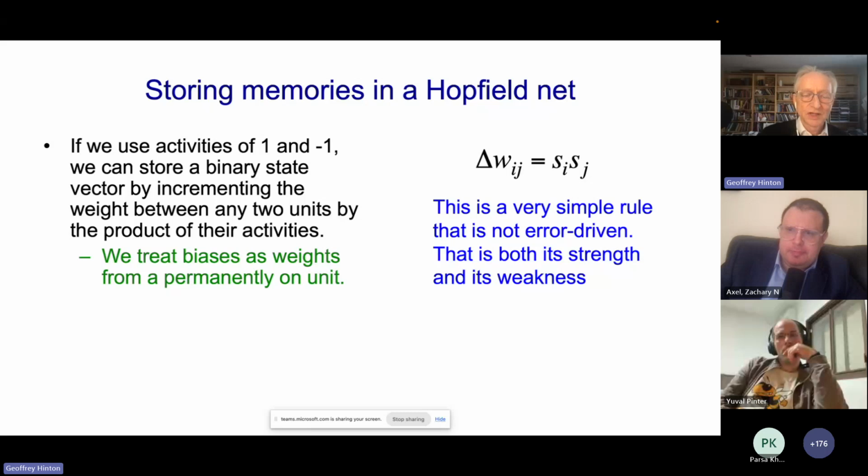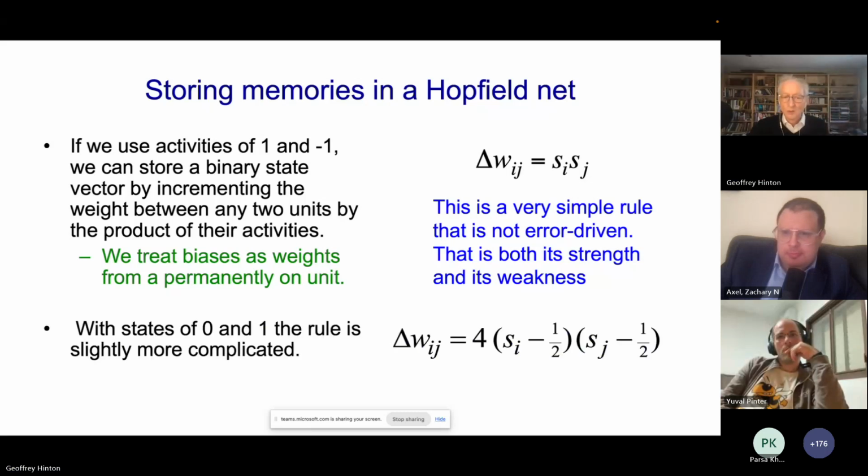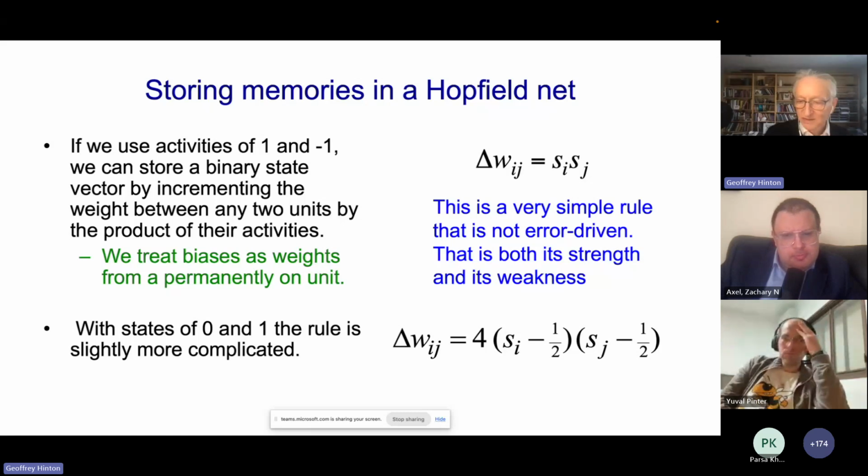If they've got states of 0 and 1, the rule gets a bit more complicated, and there's actually several versions of the rule, but this would be one version. You change the weight by the product of those 2 terms, and each of those terms is either -1/2 or +1/2, depending on whether the neuron is on or off. So if S_i is off, you'll get -1/2 for the first term, and if S_j is on, you'll get +1/2 for the second term. And so you'll decrease the weight between the two neurons. They'll kind of inhibit each other. Okay.